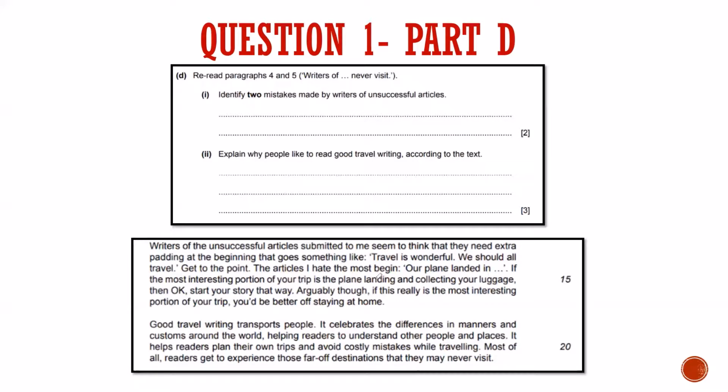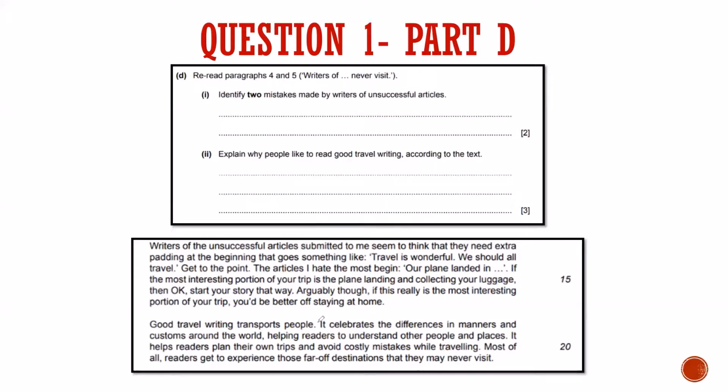The articles I hate the most begin with the plane landing. If the most interesting portion of your trip is the plane landing and collecting your luggage, then okay, start your story that way. Arguably, though, if this really is the most interesting portion of your trip, you'd be better off staying at home. It means this is not the main thing. You are not writing only about collecting your luggage. You sit in the plane, and there's something more which you have seen and you want the audience to know this thing. So what do you do here?